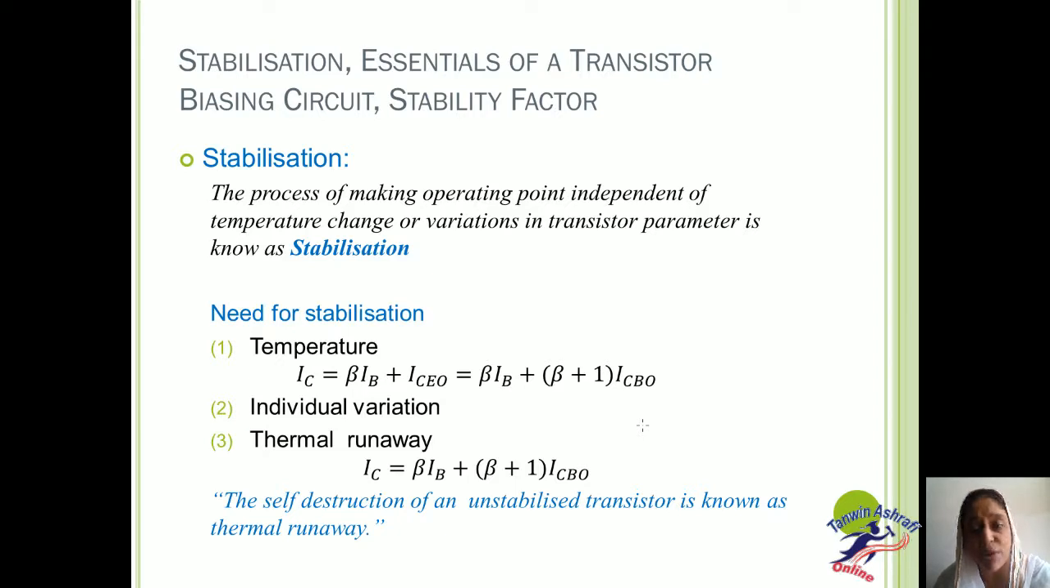Stabilization of operating points is necessary due to the following reasons: temperature independence of IC, individual variation, and thermal runaway. Temperature independence of collector current IC. Now, collector current in a common emitter configuration is IC equal to beta times IB plus ICEO. This ICEO is actually related to ICBO, the leakage current in the collector base junction, and is equal to (beta plus 1) times ICBO.